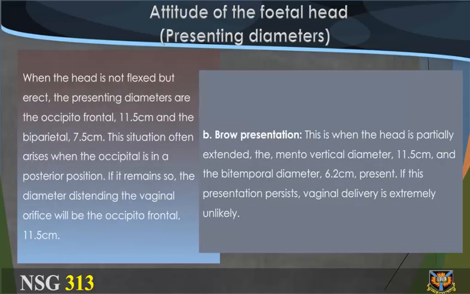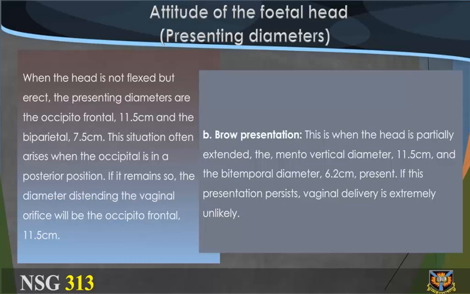When the head is not fully flexed but deflexed, the presenting diameters are the occipital frontal, 11.5 cm, and the biparietal, 7.5 cm. This situation often arises when the occiput is in a posterior position. If it remains so, the diameter distending the vaginal orifice will be the occipital frontal, 11.5 cm.